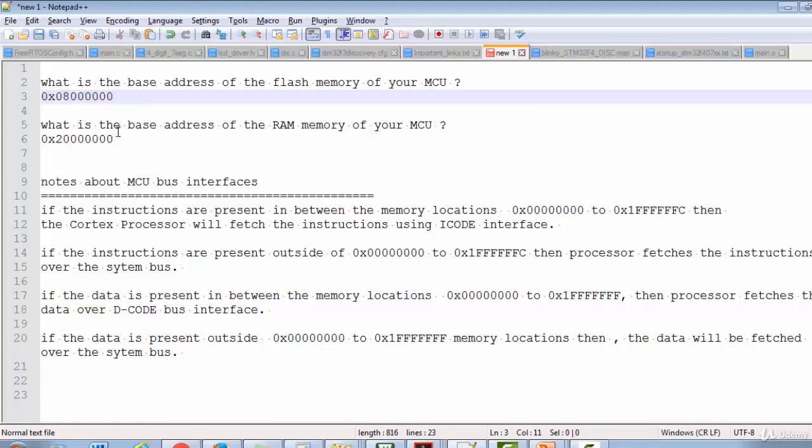Now we know that our code is actually stored from this address, isn't it? So does this address fall between these two addresses? Yes, correct. So that means our instructions are indeed fetched over the I-code bus interface. Now the read-only data that we have kept also comes somewhere here, right? So that means our read-only data is fetched over the D-code bus. Great, so that's the takeaway from this discussion.